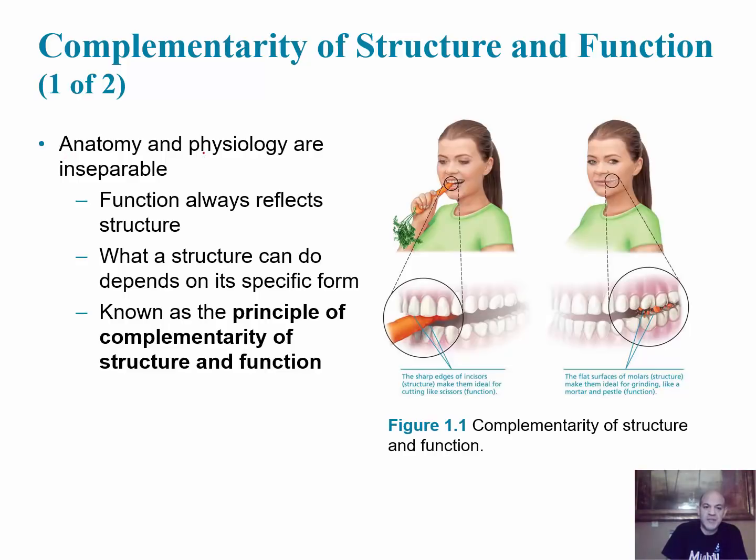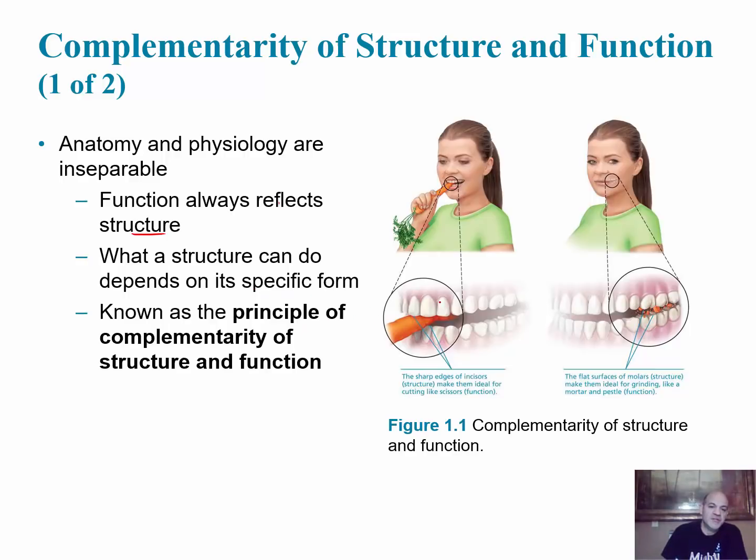The anatomy basically can explain why structure functions the way it does. And this is true at every level, from molecules and the structure of molecules all the way to entire larger structures and organs. The way they're structured can explain their functions. So in other words, function always is going to reflect the structure. And what a structure can do is going to depend on the specific form.